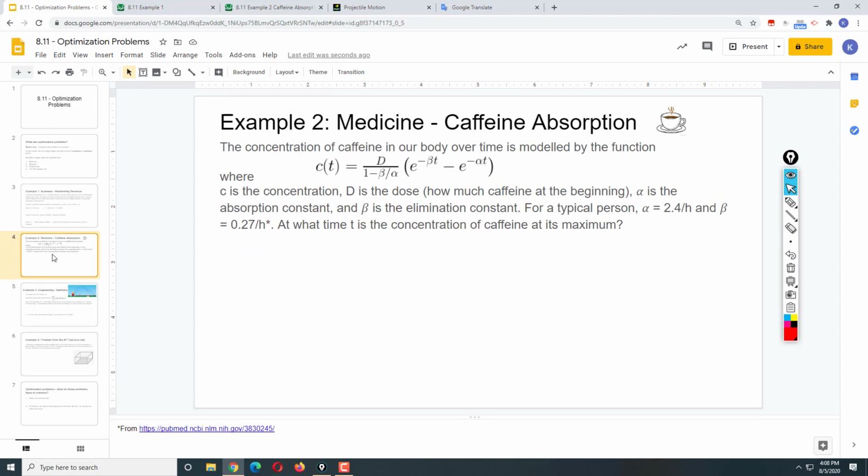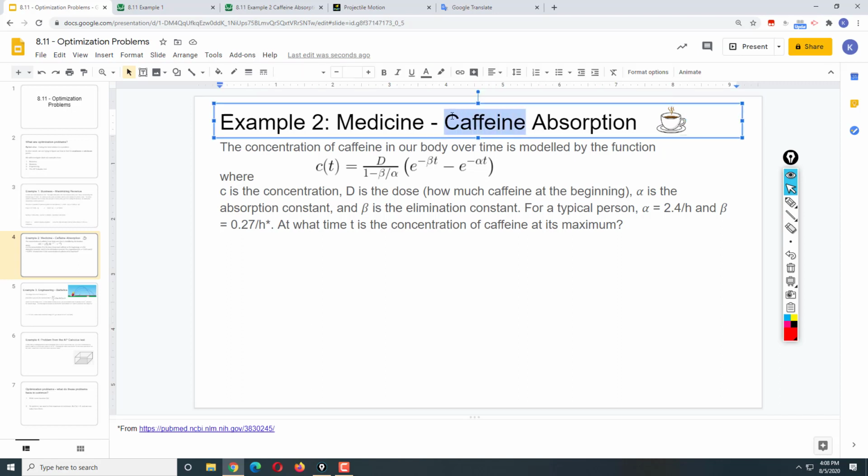Next, example 2. In medicine, caffeine absorption. When you drink coffee or tea, we know that even when we're really sleepy, we didn't get much sleep, caffeine, the coffee or the tea, makes us alert. It helps us stay awake. That's because there's caffeine in the coffee or tea. When we drink tea or coffee, how much time does it take for caffeine to do its magic? When are we most awake from drinking caffeine?